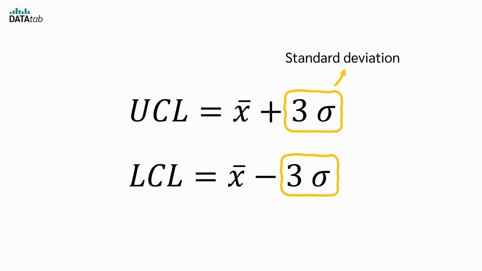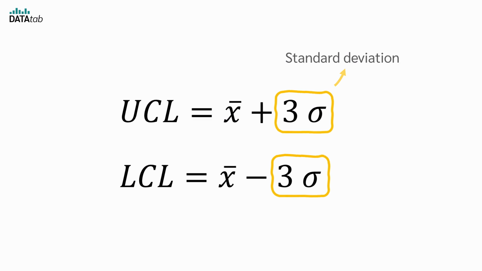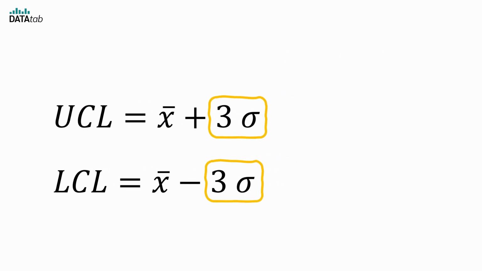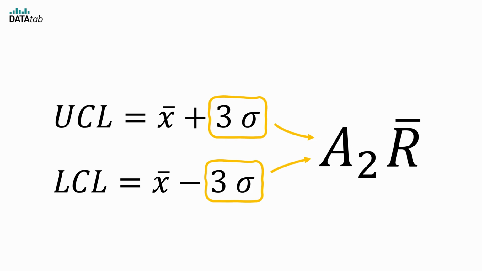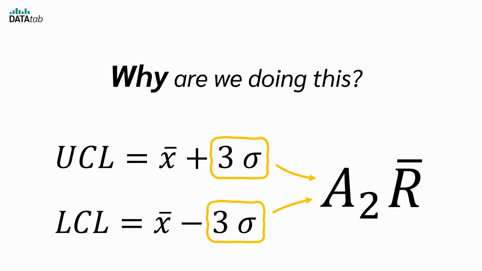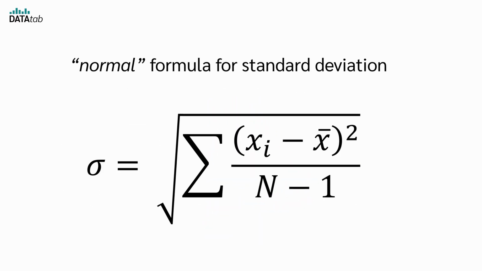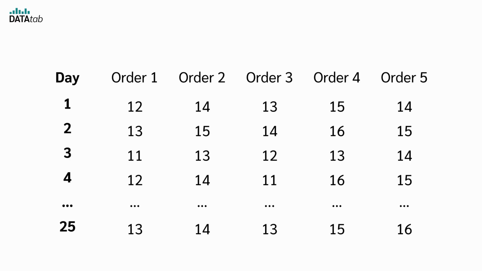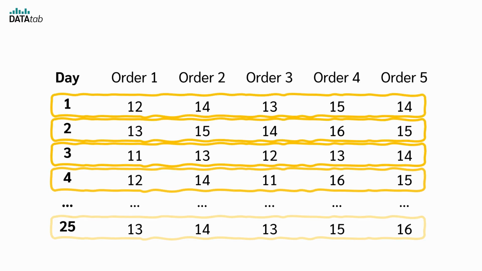Okay, but how do we calculate 3 sigma? Here it gets a bit tricky. Instead of using 3 sigma, we are using A2 times R bar. But what is A2? What is R bar? And more importantly, why are we doing this? You might think, let's just use the normal formula for standard deviation. But that approach can be pretty unreliable when you're dealing with small subgroup sizes.